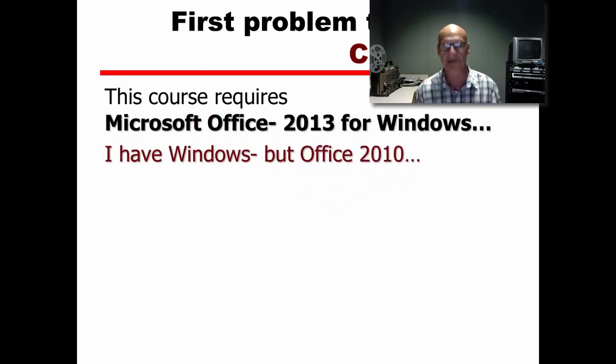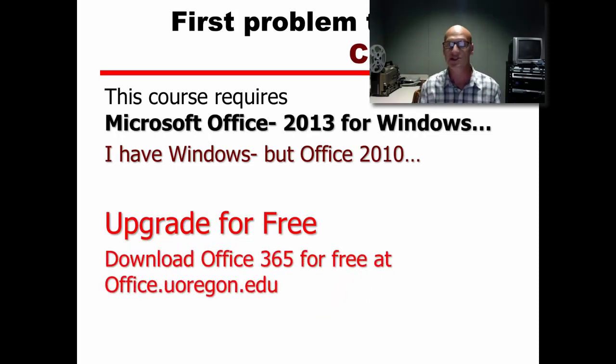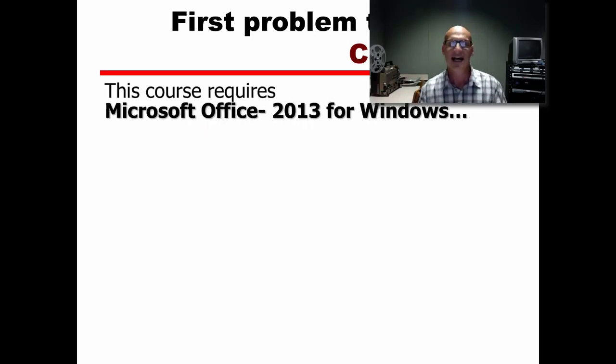And some of those might be, right, you have a Windows PC, but you have Office 2010. Not a problem. All you're going to do is upgrade, and you're going to upgrade for free, right? All you're going to do is go to the website, this one right here, office.uoregon.edu. Because you're a student at the university, you get 5 downloads of the newest version of Office to 5 different devices. So you just go there and you grab that, and we've got a whole other video coming up showing you how to do that, okay?